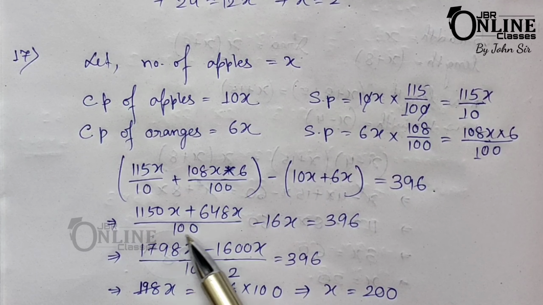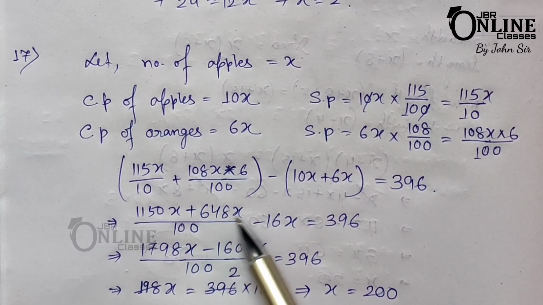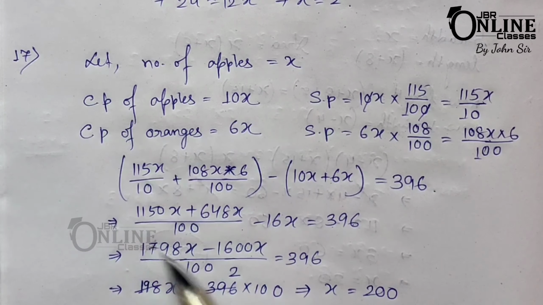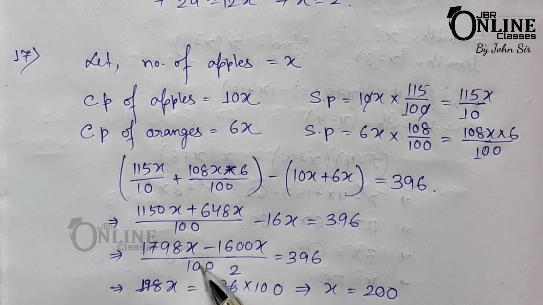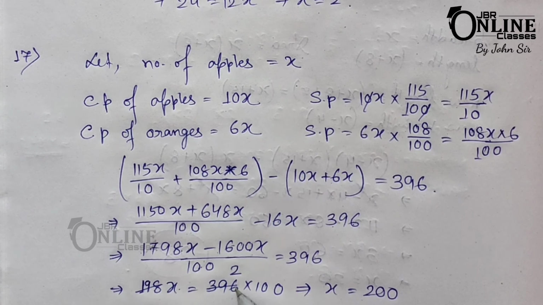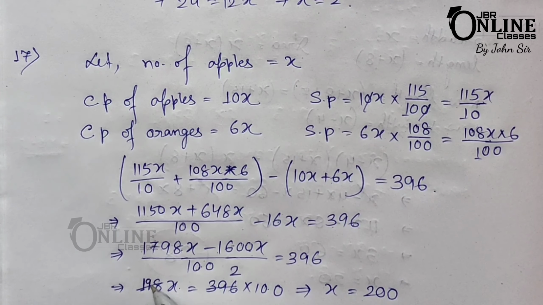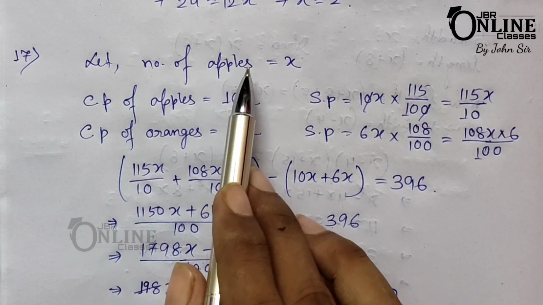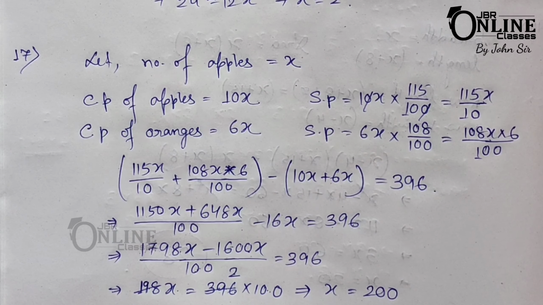So here LCM equals 100, then 1150x plus now 108 into 6, 648x, minus 16x, equals 396. Then again LCM equals 100, and 1150 plus 648 becomes 1798, and here 100 into 16 equals 1600x. So after subtraction you will get 198x, and that equals 396 into 100. Now 396 divided by 198 becomes 2, so 2 into 100 equals 200. So the number of apples equals 200.